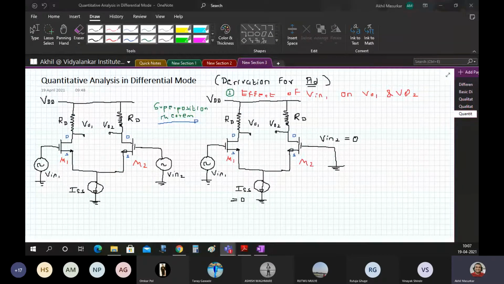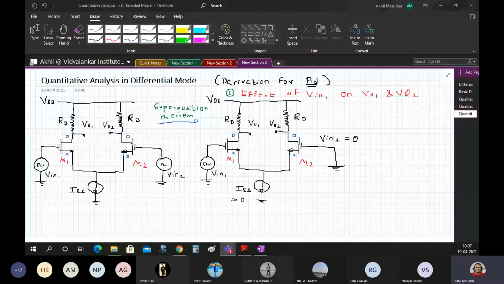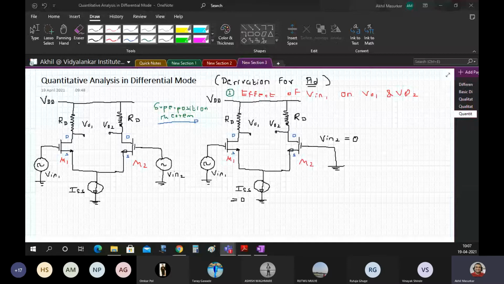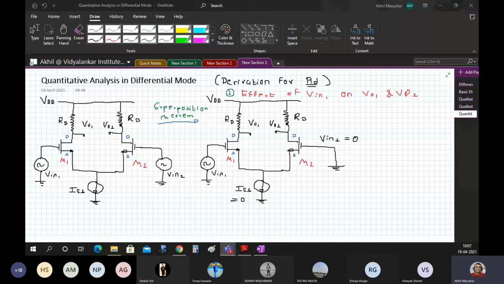So like I said again, quantitative analysis means we are trying to quantify the things now. If we speak about gain, we should speak in terms of some parameters or a formula. So basically quantitative analysis in differential mode is derivation for AD, and quantitative analysis in common mode would be derivation for AC, that is common mode gain. And in the exam, if they ask you to derive the equation for AD and AC, then it is nothing but quantitative analysis in differential and common mode together. Yes, once you are done, please write done in the chat box.